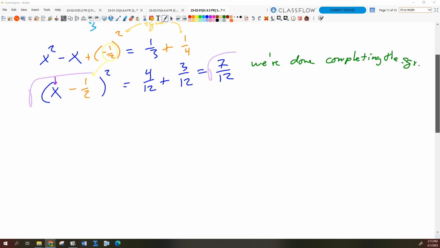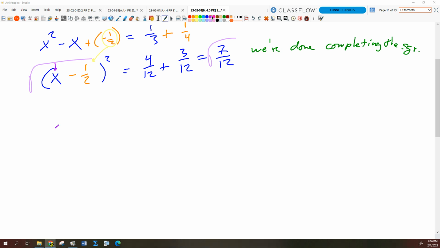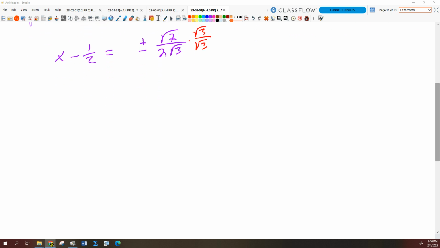Right? And that's going to give us x minus 1/2 equals plus or minus. And then I have to simplify the square root of 7 over the square root of 12, right? So that's going to be square root of 7 over, what does the square root of 12 simplify to? 2 square root of 3. Okay, I've got to simplify that though. You know, 10's in the basement, so what do? Okay, good.